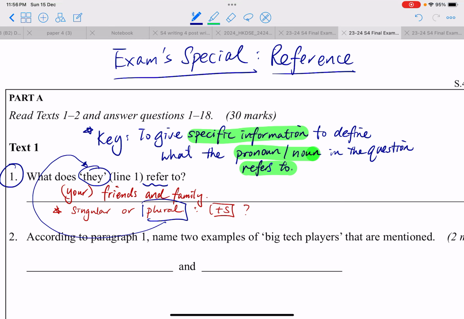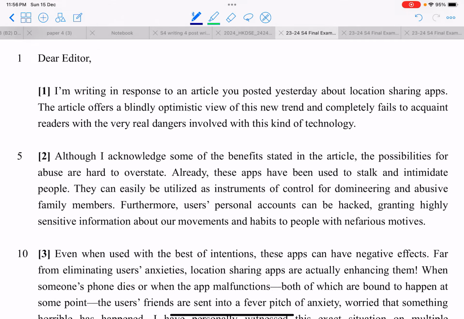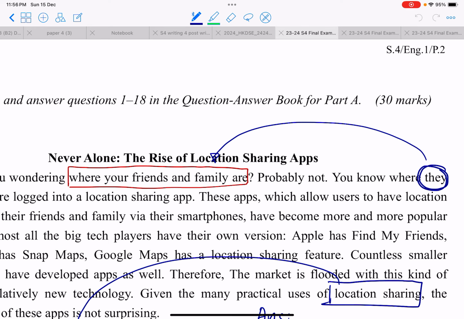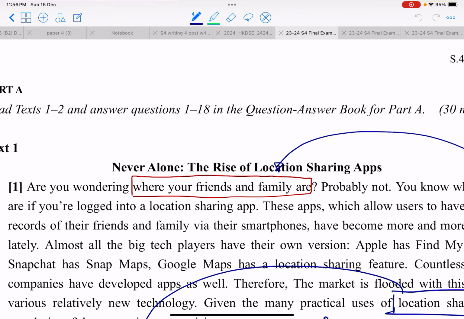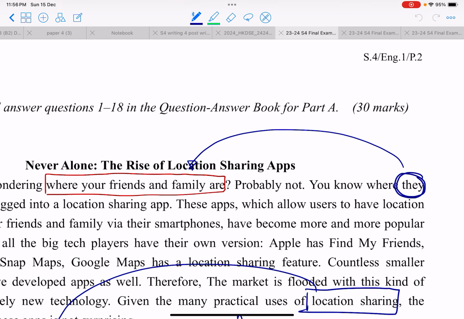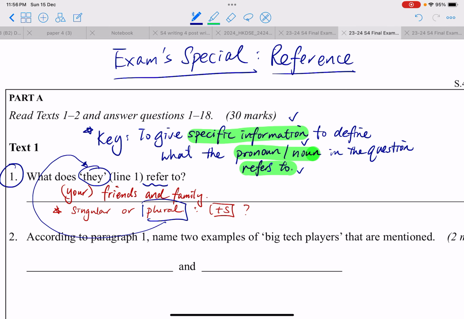The key to tackle this is basically to give specific information to define what the pronoun or noun in the question actually refers to. Take question 1 as an example. What does "they" in line 1 refer to? As we can see from the passage, in line 1, "they", obviously, we look back and we find the closest information, your friends and family. So this one is pretty obvious, right?